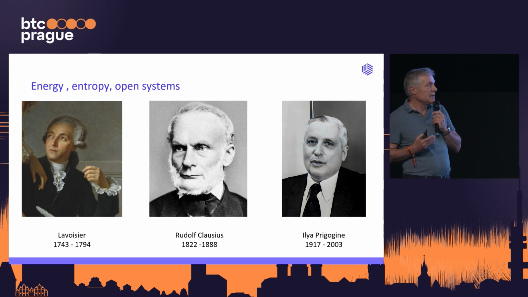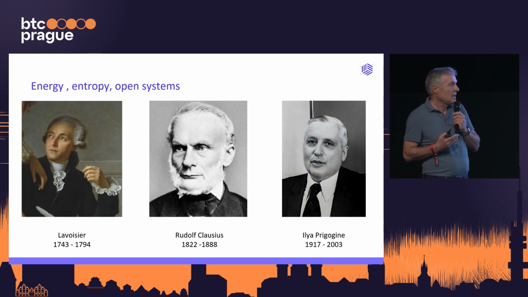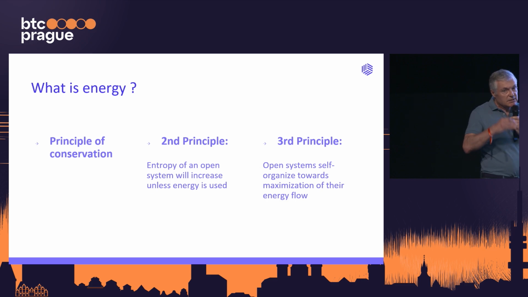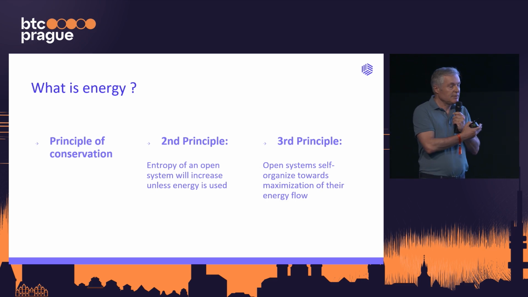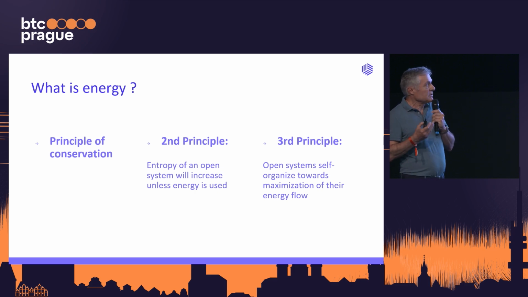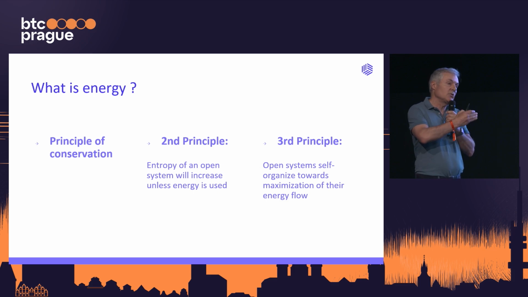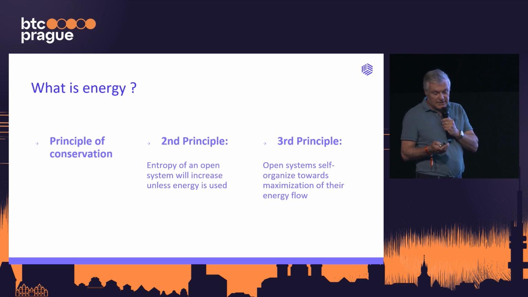And more recently, we have Ilya Prigogine, 1977 Nobel Prize of Chemistry, who formulated the third principle that has mind-boggling philosophical and practical implications with the science of energy. Okay, so we could define energy as a first step as something that is governed by the three principles. It would be a definition of energy. The third principle, by the way, states that an open system, that is, a system receiving energy, will tend to self-organize to maximize its flow of energy. So that has very interesting applications.